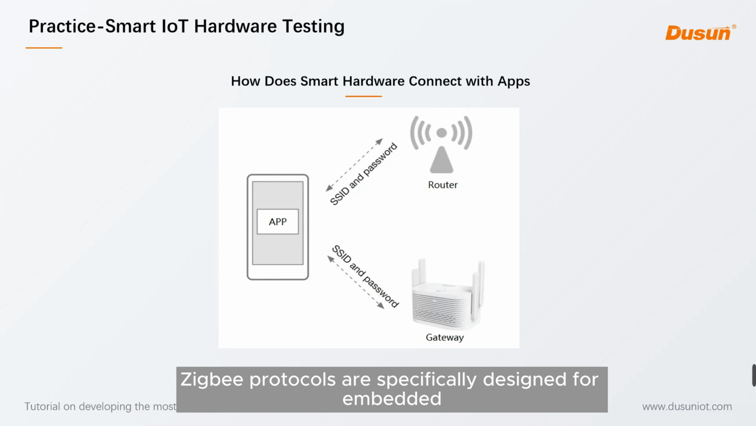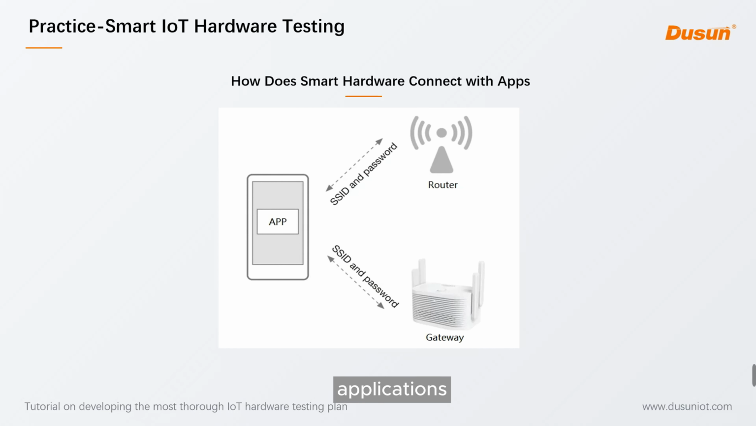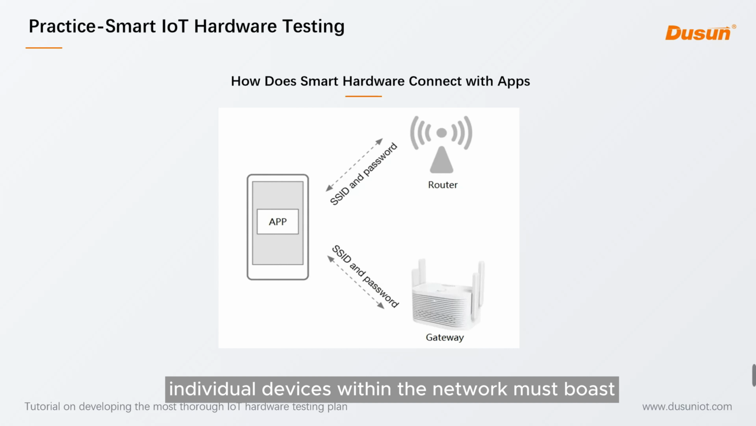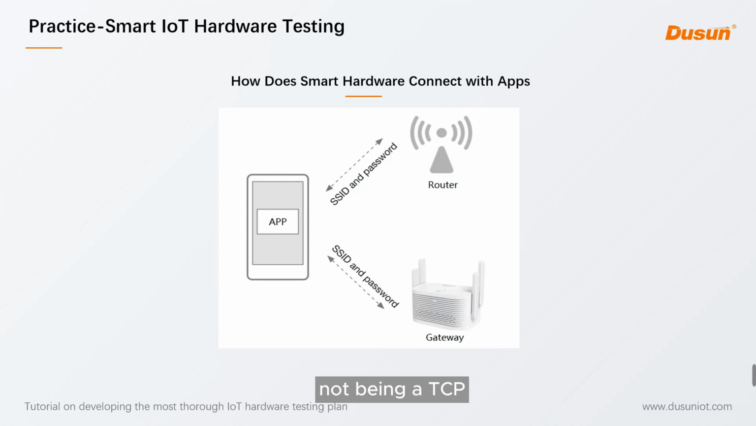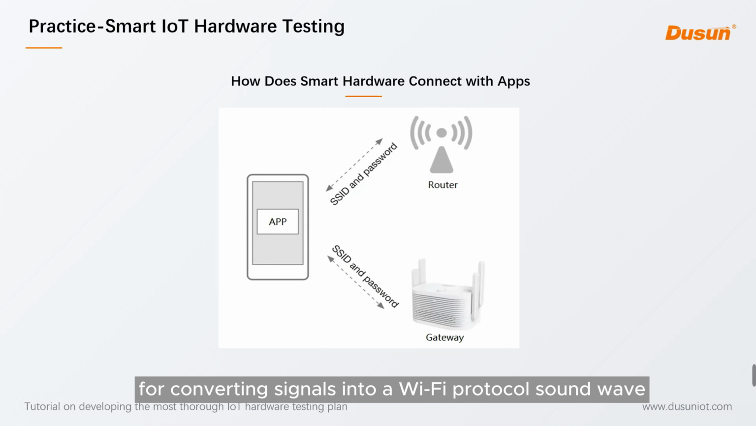ZigBee protocols are specifically designed for embedded applications, prioritizing low power consumption and accommodating low data rates to pass certification. Individual devices within the network must boast a battery life of at least 2 years. However, it's important to note that ZigBee, not being a TCP/IP protocol, lacks direct connectivity to the internet. Consequently, a ZigBee gateway is essential for converting signals into a Wi-Fi protocol.